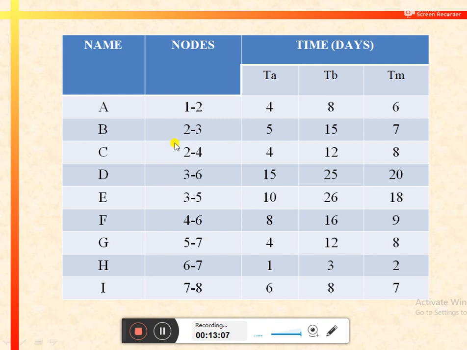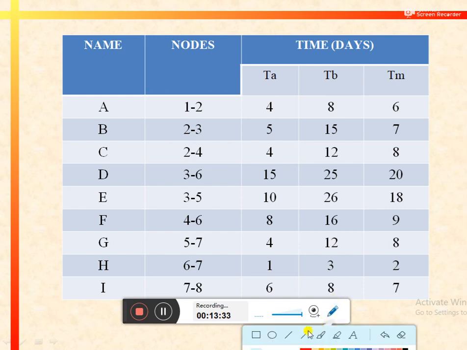The information is given in this table regarding a project in which there are 9 activities that are named A, B, C, D, E, F, G, H, I, and their respective nodes are given in this table. Further, the different time estimates are given for each activity. Like for activity A, the optimistic time is 4, the pessimistic time is 8, and the model or most likely time is 6. And in a similar manner, the information is given about different activities.